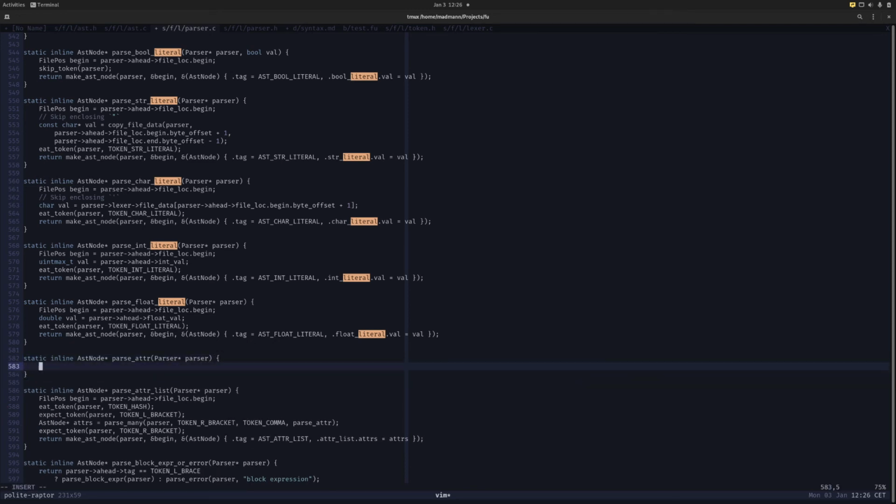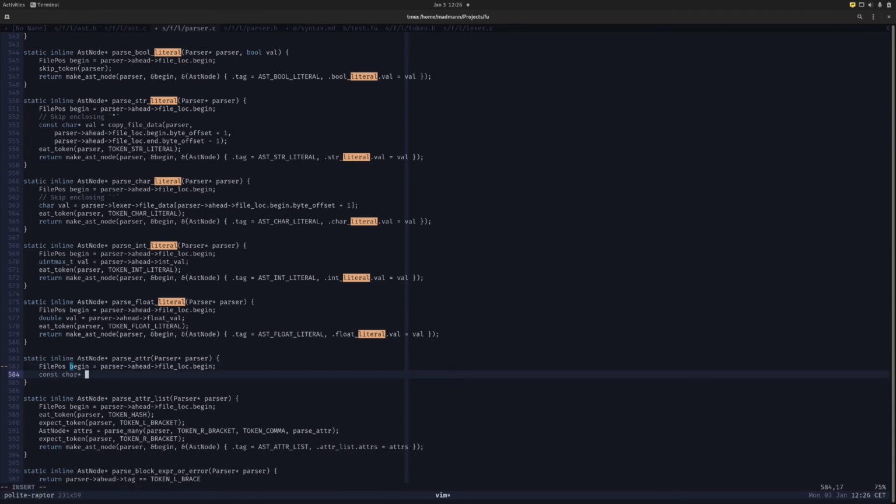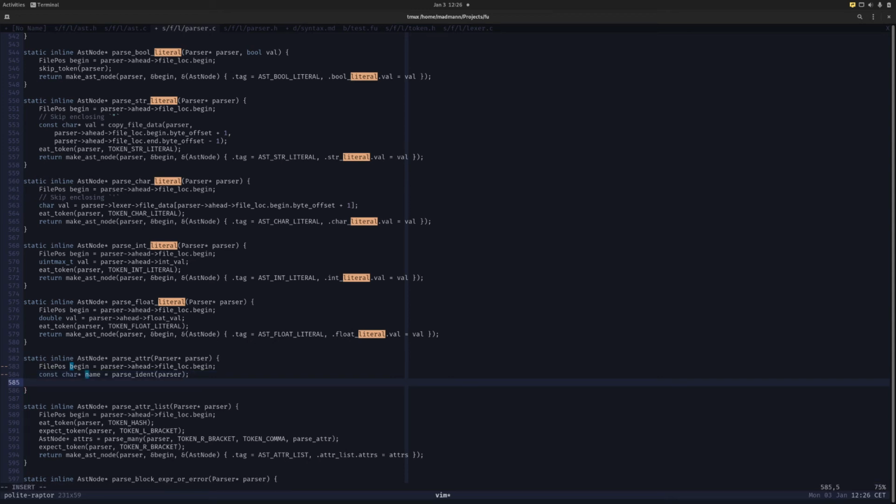Now I need to produce this attribute. Remember that it starts with an identifier, so I'm going to get the current position, then say I read the name. That gives me the name. Then I need to look at the next symbol. If the next symbol is an open parenthesis, then I know I have a list of attributes. If I have an equal sign, then I know I have a value, like a literal. And if I don't have any of these things, I know there's just a name.